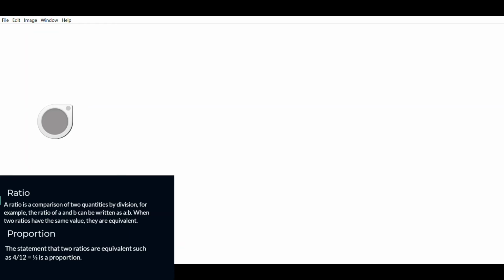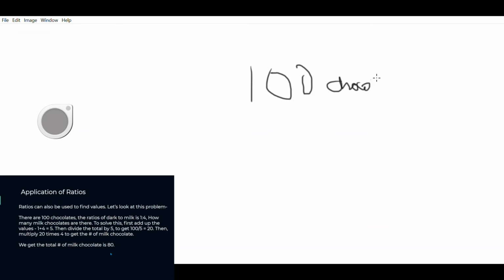So ratios can also be applied to problems. Suppose we have a problem like this. There are 100 chocolates and the ratio of dark to milk is 1 to 4. To solve these problems, we want to find how many milk and dark chocolates there are. All we need to do is add up the two parts of the ratio. So 1 plus 4 is 5.